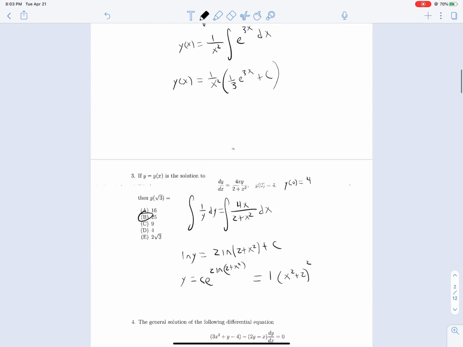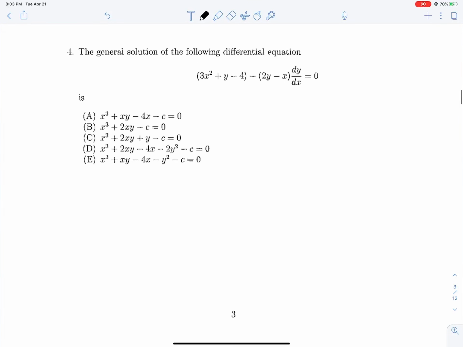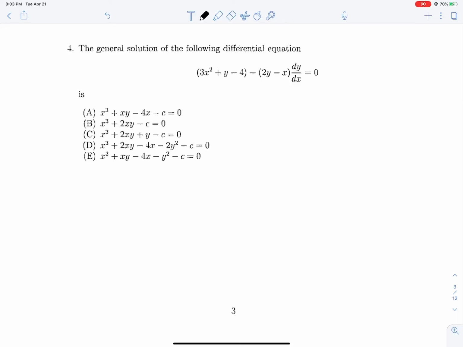So 3 is B. 4, the general solution of this differential equation is what? Well, this is looking extremely exact to me. But since our exact equation needs to be in the form of the function M plus the function N dy/dx, we'll need to take this negative and put it in there.